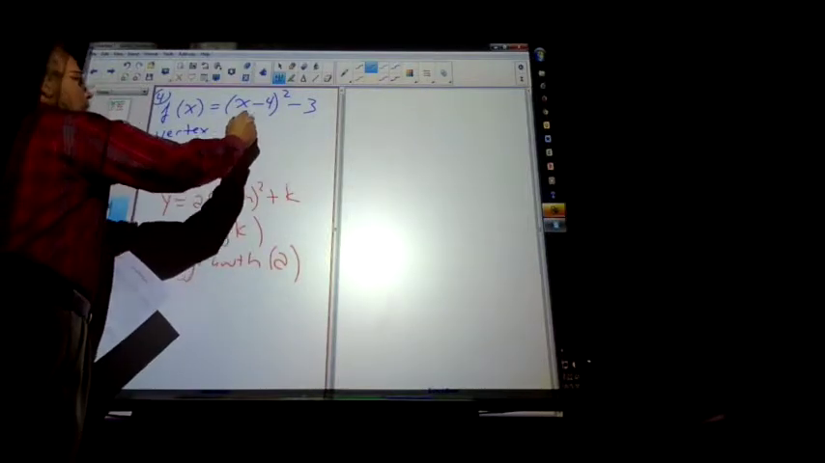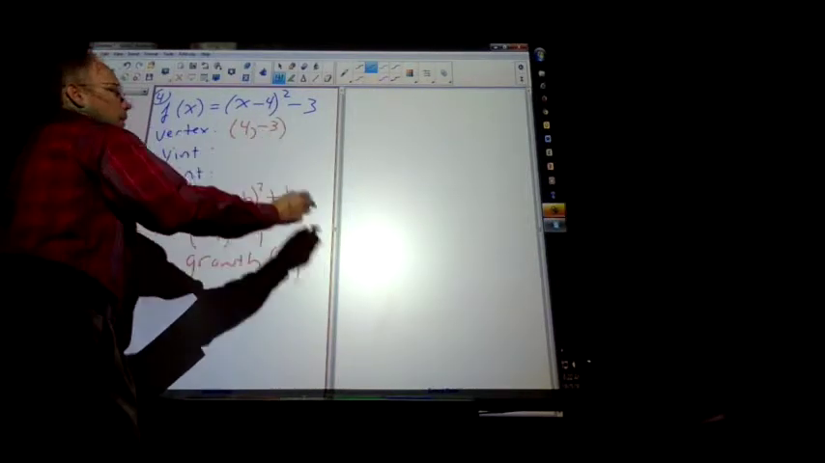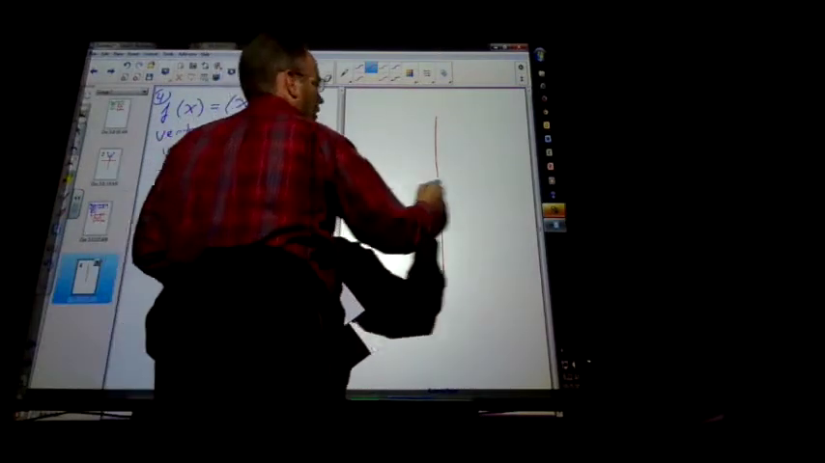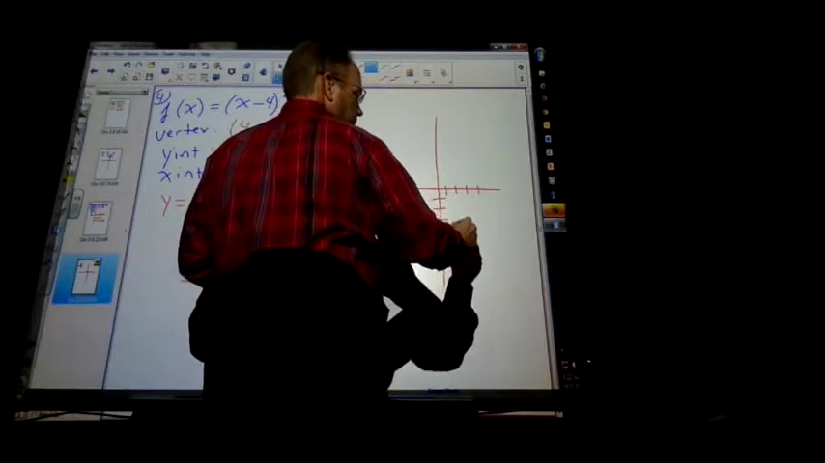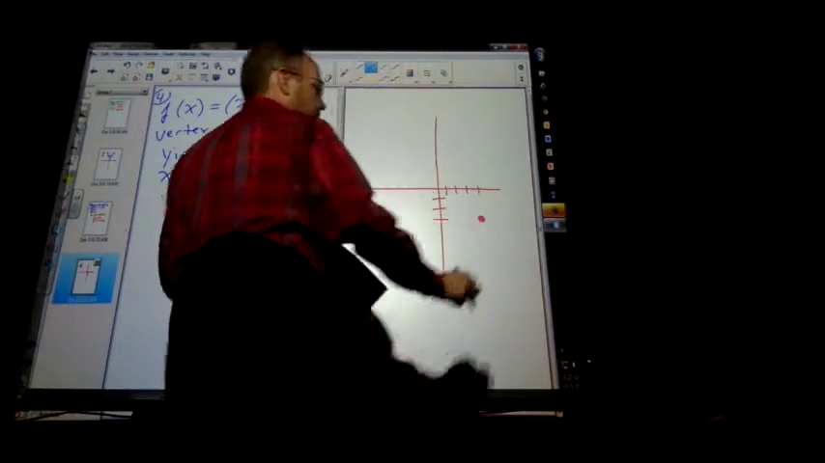Okay? So what is my vertex of this problem? 4, negative 3. So it's opposite inside, same outside. Okay, so let's get this vertex drawn. So I have 4, negative 3. Is that okay?